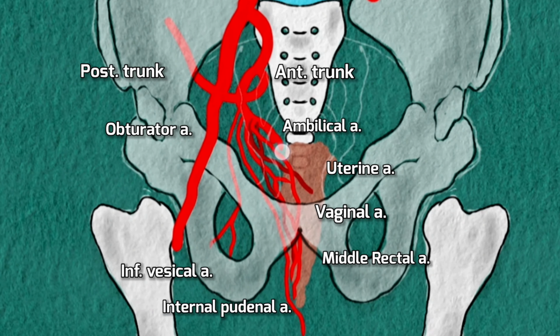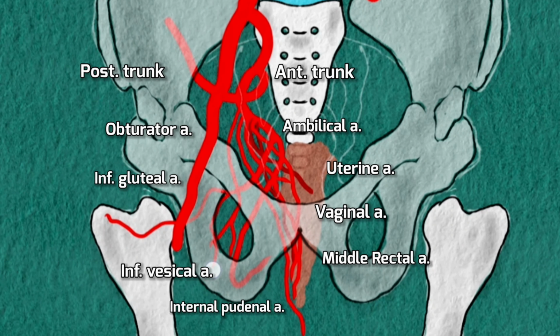And the internal pudendal artery is the main artery responsible for the blood supply of the perineum. Lastly, the inferior gluteal artery, which is the terminal branch of the anterior trunk, contributes to the blood supply of the gluteal muscles and hip joint.